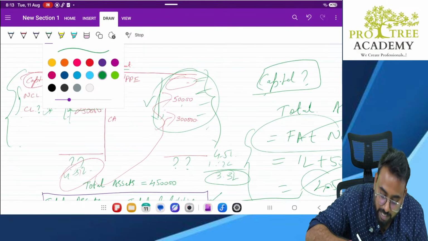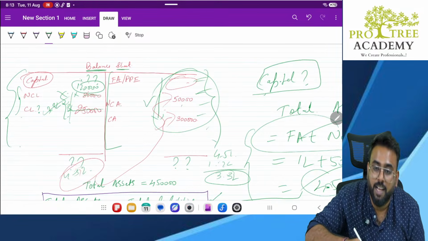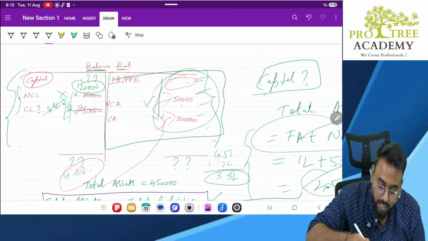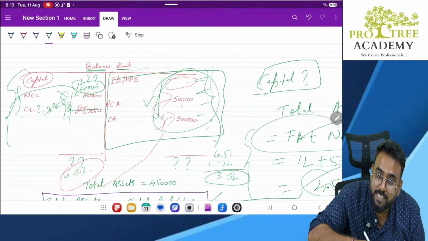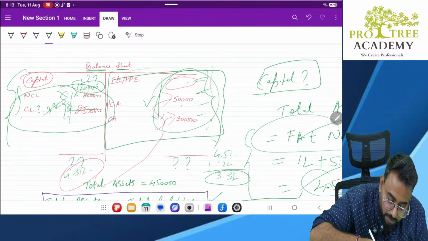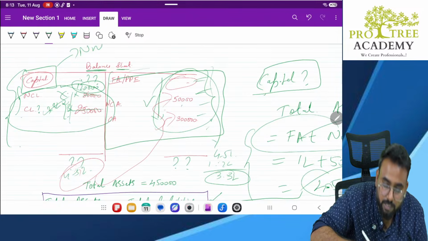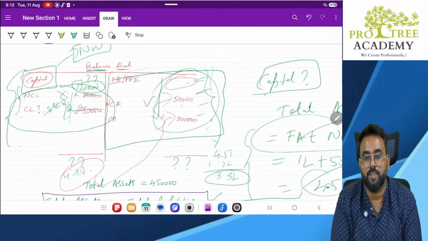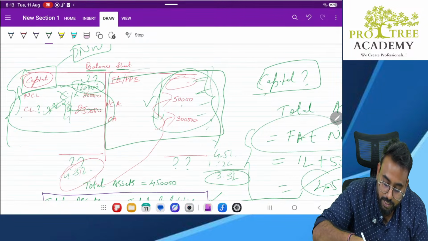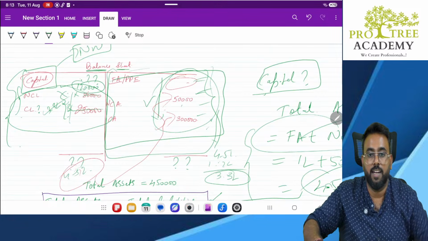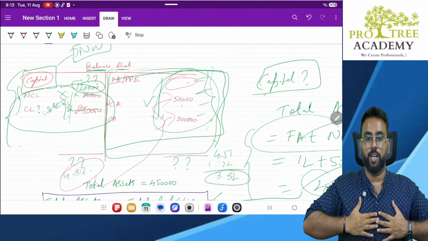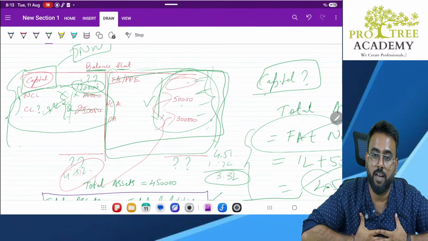What is my total assets? My total assets minus my liabilities will give me the answer, which is nothing but my capital, which is nothing but my net worth. This side, total assets is nothing but my total property and my total assets.